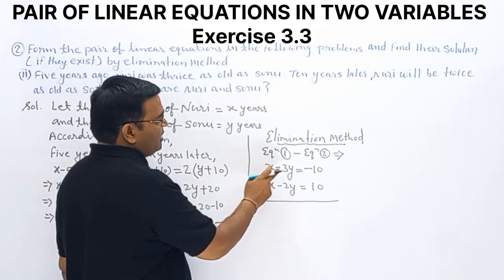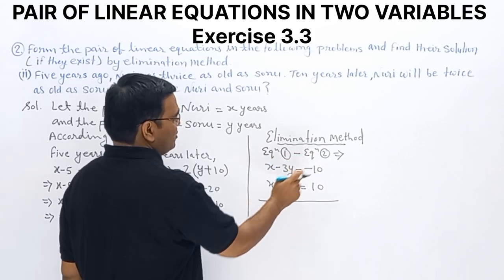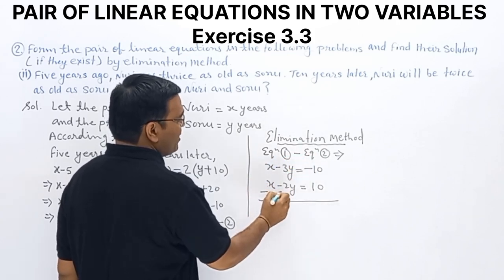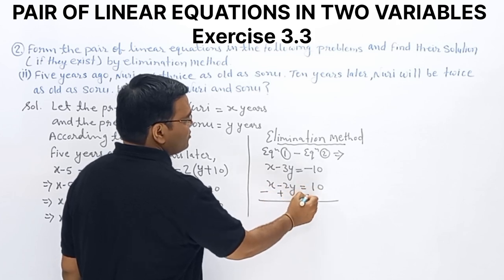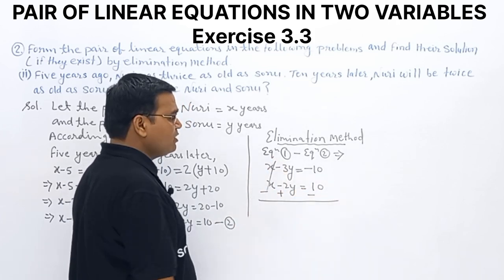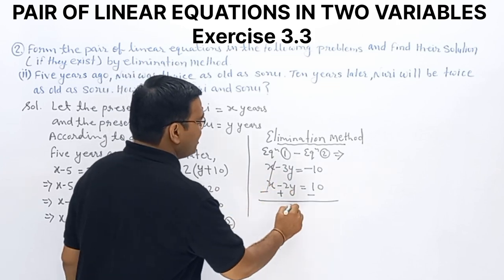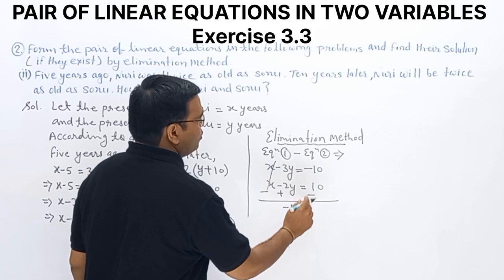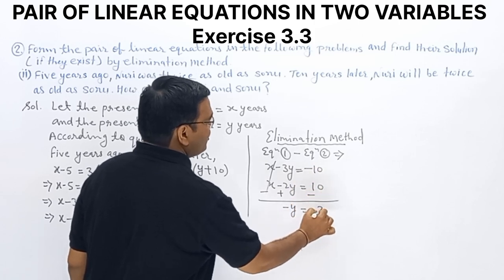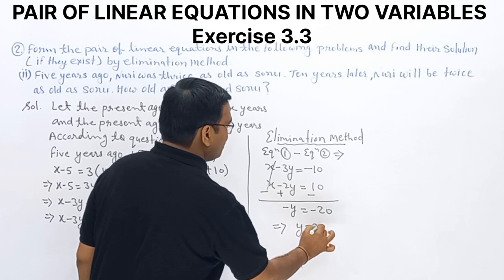Once we subtract equation 2 from this one, the sign of this equation will be changed. This is positive, so there will be minus. This is negative, so plus. This is positive, so negative. Now x minus x will cancel each other. Now minus 3y plus 2y, what is the remaining? Minus y equal to minus 10 minus 20. So what about y? y will be 20.